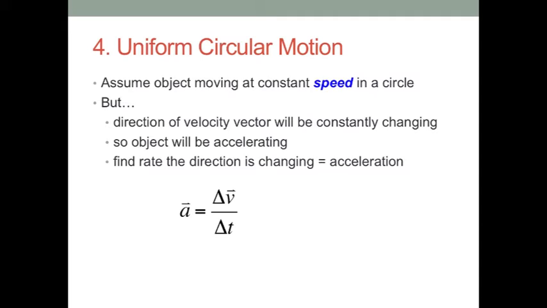So what we're going to do is calculate the rate of acceleration of an object that is moving at a constant speed but constantly changing direction. We're going to do that by just using the definition of acceleration as the change in velocity. And we will have to consider the velocity as a vector because it's the direction that will be changing.